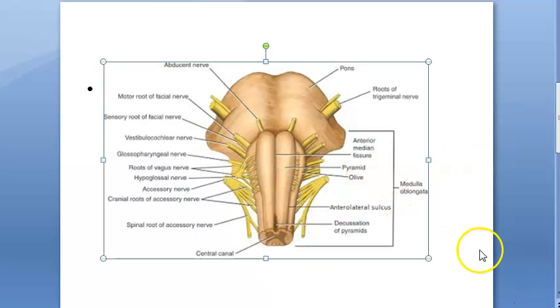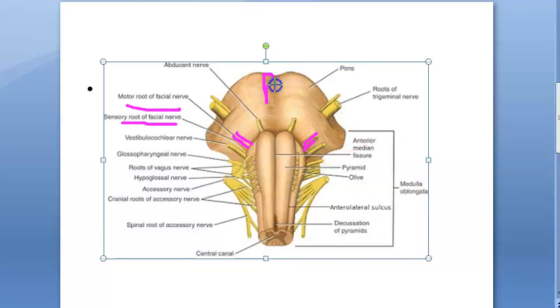So where can you spot the facial nerve, guys? Here, can you spot the facial nerve? Have they mentioned anywhere here? Sensory root of facial nerve, motor root of facial nerve. So both are marked here, right? You have the facial nerve, 2 roots also mentioned here. Motor root and the sensory root of facial nerve. Which part of the brain is this?